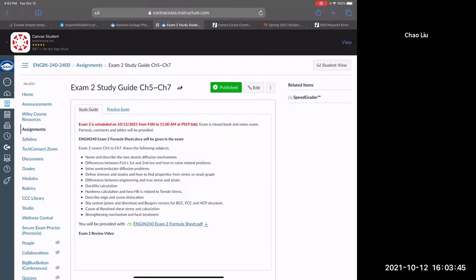For chapter 5 to chapter 7, there are a couple of things that you need to know. We talked about diffusion, which is chapter 5. There's Fick's law, the first and second law, and you need to know how to solve those problems. The first law assumes the concentration gradient during diffusion is constant. It's a constant rate, which is called the flux. The second law is non-constant, where you have to solve a PDE, which we don't require you to know how to solve. We just give you a solution. The solution requires you to use an error function.